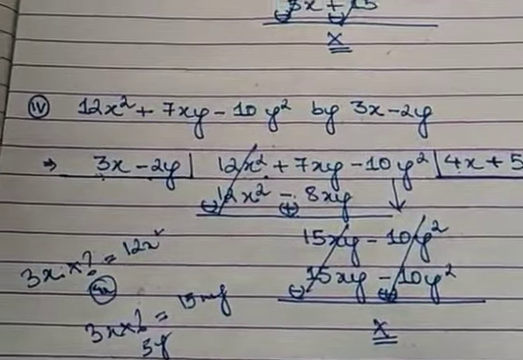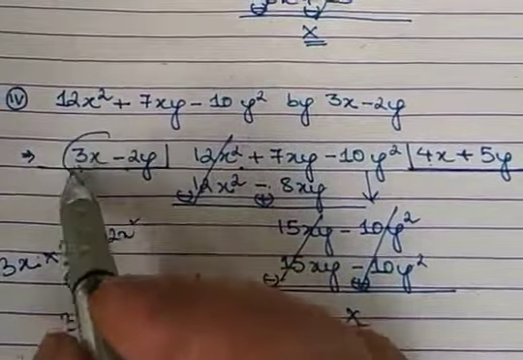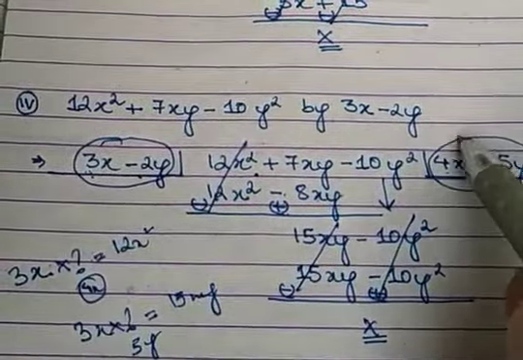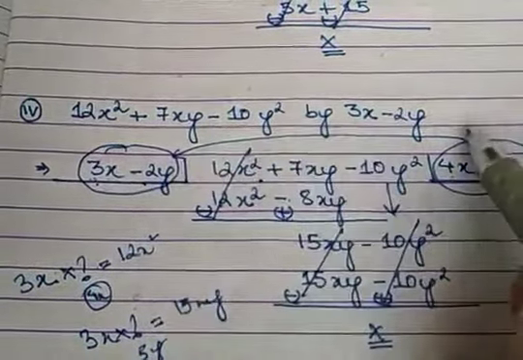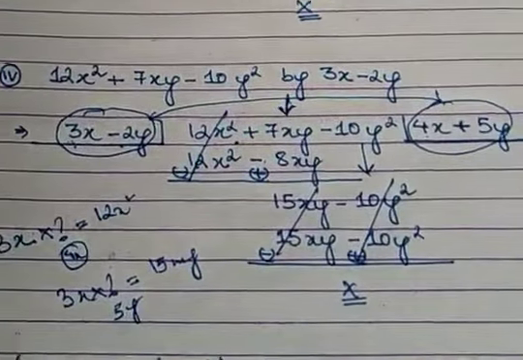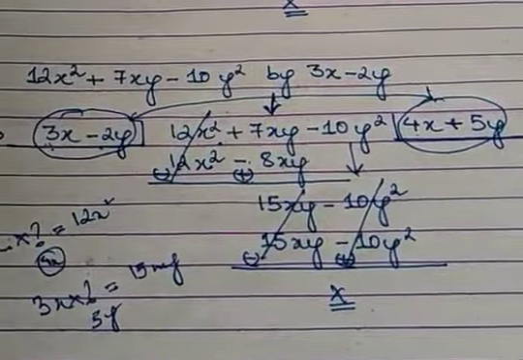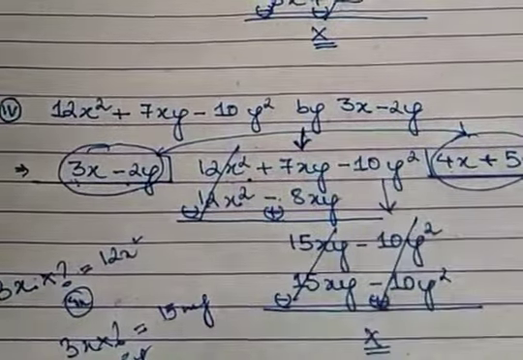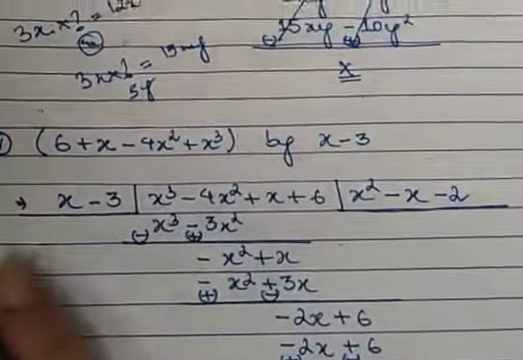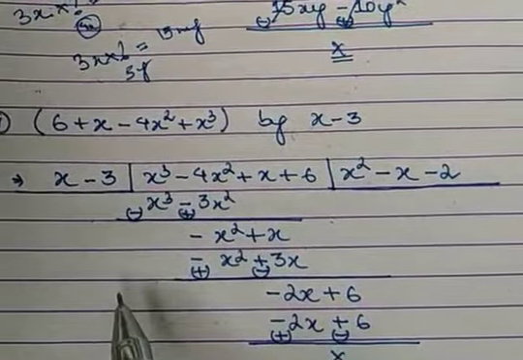Again I'm telling you once more, when you multiply the divisor and the quotient, they should give you the dividend. This way you can check your answer as well. If you multiply these two terms and you get the dividend, then that means your answer is correct as well.